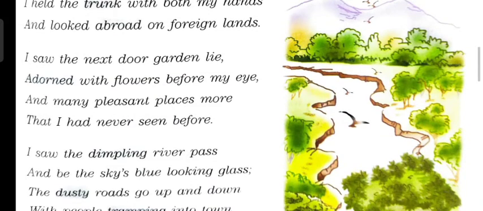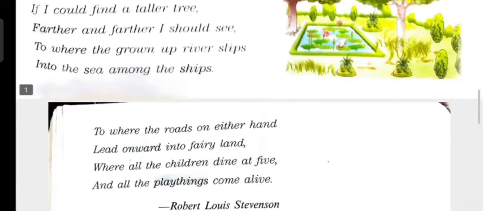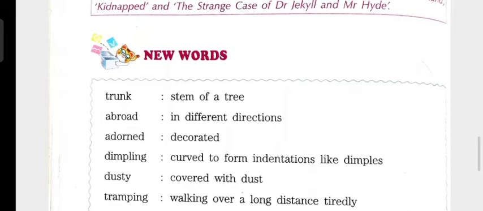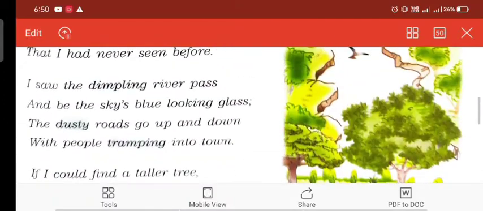Then I saw the dimpling river passes. Then he says that, and I saw a dimpling river passes. It means dimpling means, you can see here, curved to form indentation like dimples. Okay, indentation like dimples.